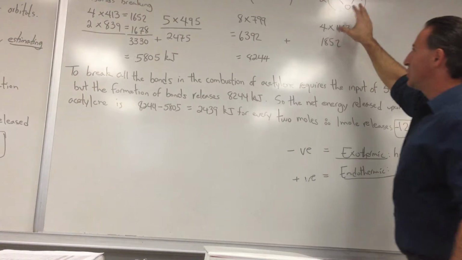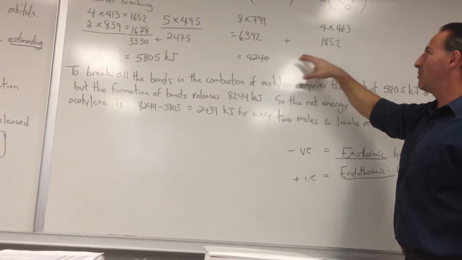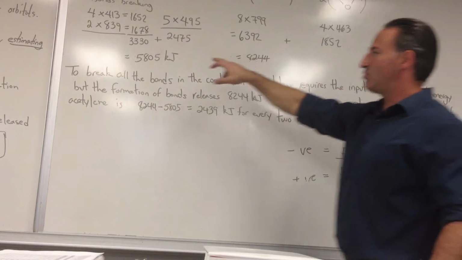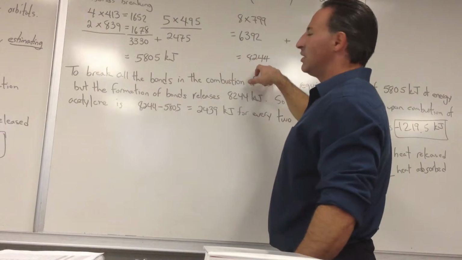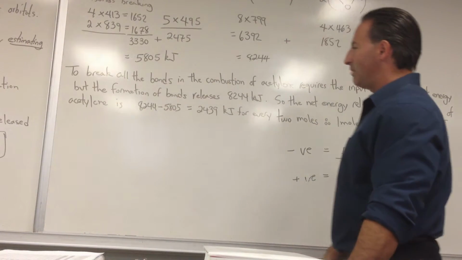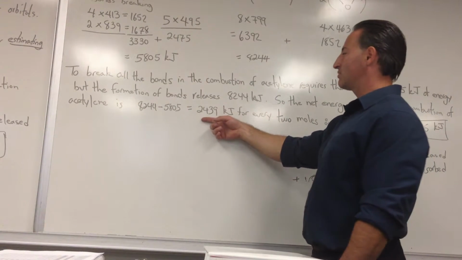On the right-hand side of the equation, all these bonds are forming. So then I tallied how much energy that would release. It came up to 8,244. Now if I subtract this number from that number, then I'll see how much energy is actually produced as a net amount, and that's what we get here.